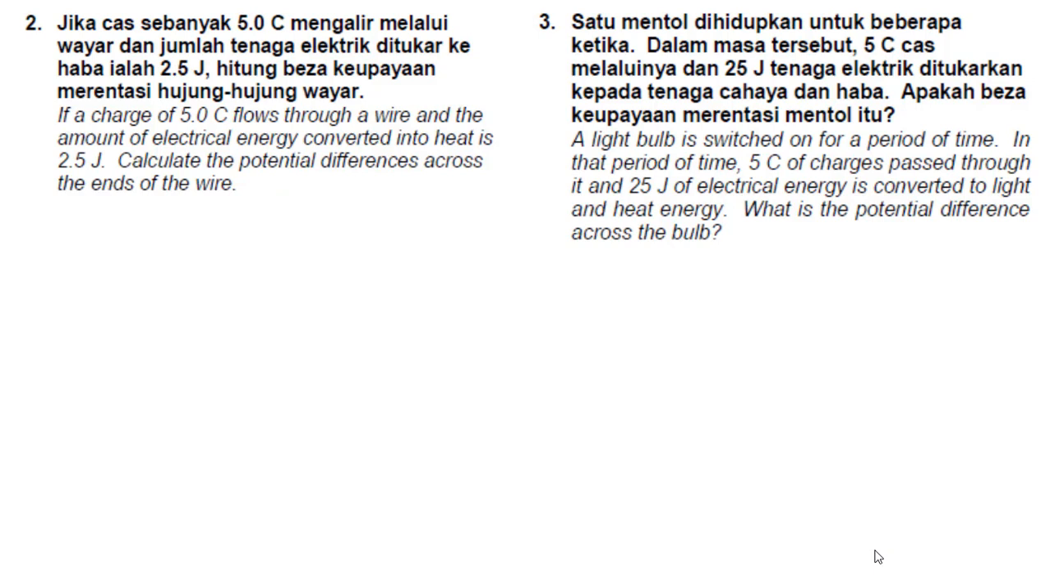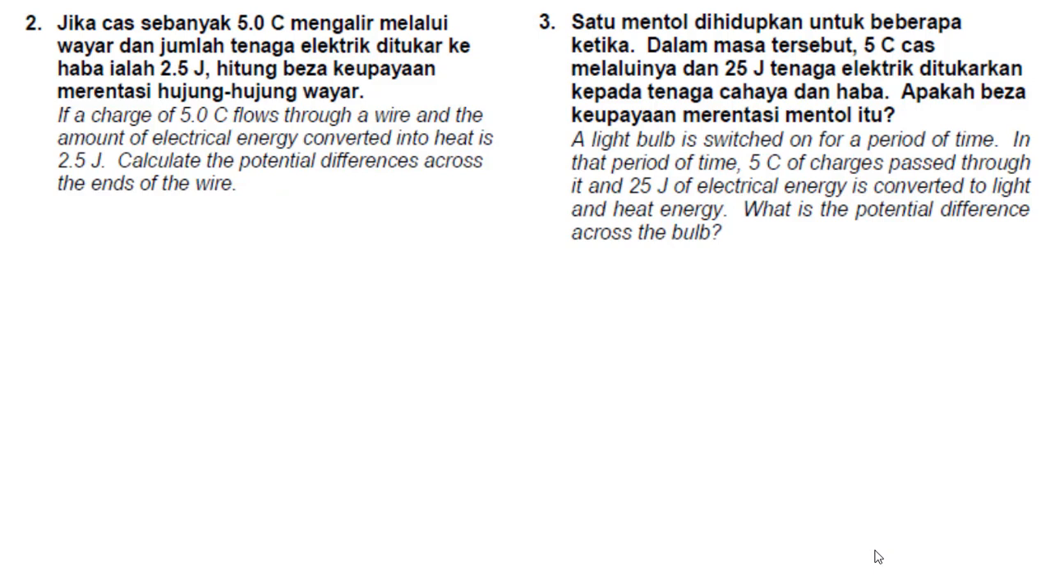Last time we learned about potential difference. What is potential difference or voltage? It's defined as work done or energy needed to move 1 coulomb of charge from one point to another point in an electric field. And we have the formula V equals E over Q. Now we continue to do some exercises regarding the formula.